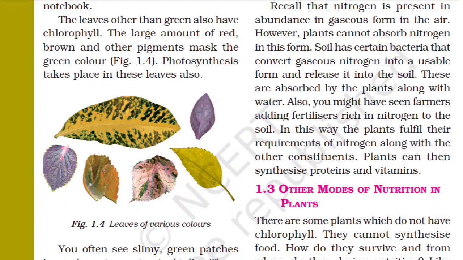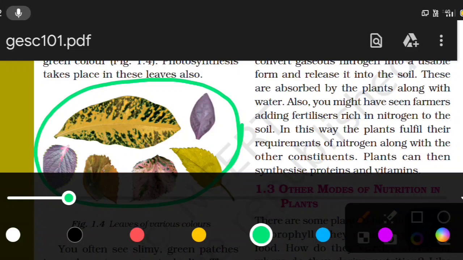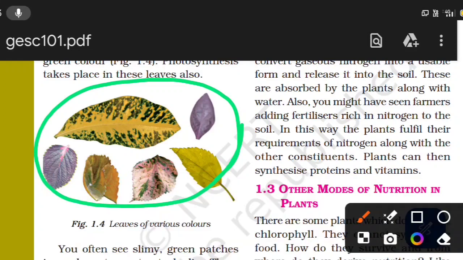Tell me, here you can see some leaves which are different in color, meaning they are not looking green, they are of various colors. Here it is yellow, pink and green mix, violet, yellow and green. So are these leaves also preparing food? Yes, they are also preparing food. If they were not preparing food, then how would they be living? There is also chlorophyll inside their leaves, but they appear different.